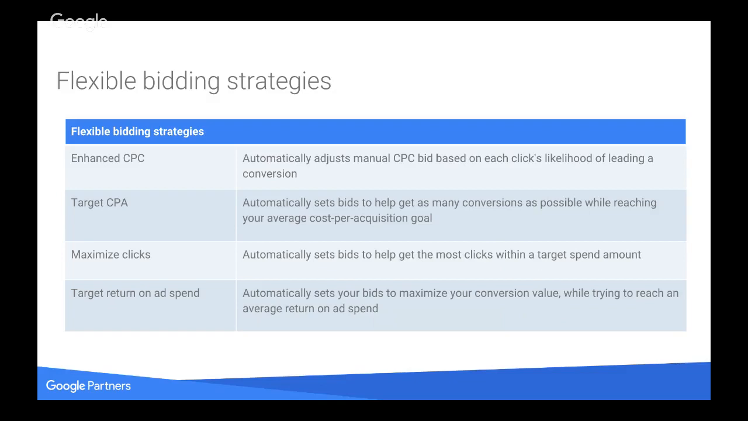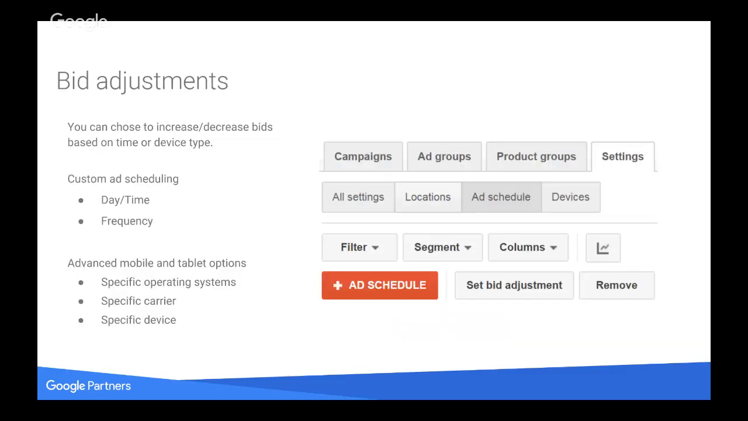You have maximized clicks, where AdWords automatically sets bids to help you get the most clicks within a certain spend range. And target return on ad spend, where you set your bids to maximize your conversion value, where you have a certain return on ad spend in mind. Say you want, for every $10 of advertising, $8 of return, for example. So that's your return on ad spend. You put that into AdWords, and AdWords does the rest for you and tries to get you conversions and quality traffic within that same range.